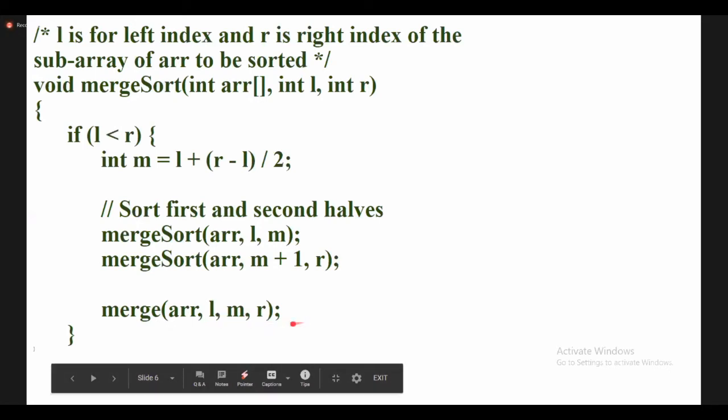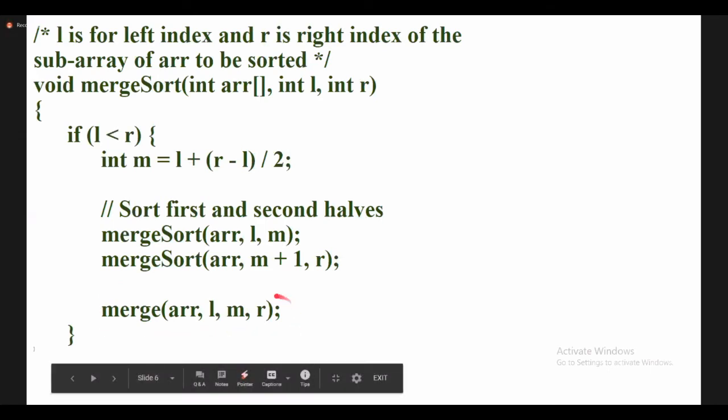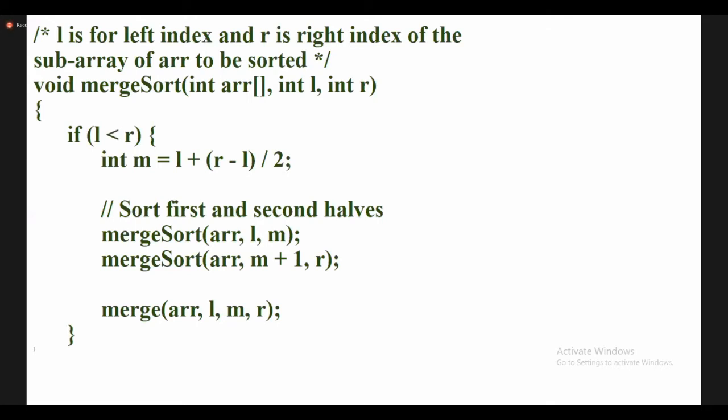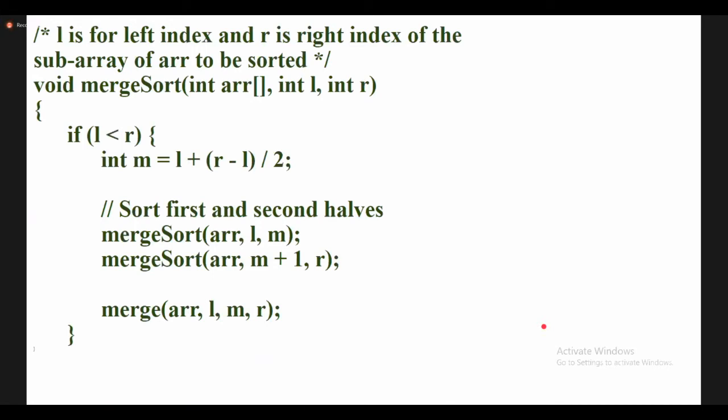All of you understand this merge sort. Here in merge sort I call one more function, merge. This is the merge function. It combines the sorted arrays. The merge function applies the sorting and combines the elements. Do you understand this? All of you clear about the merge sort function? Can I go to the next?